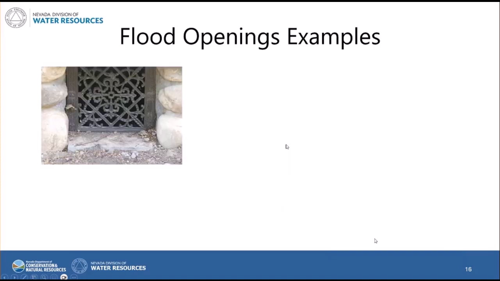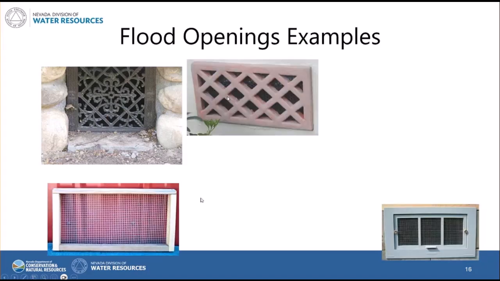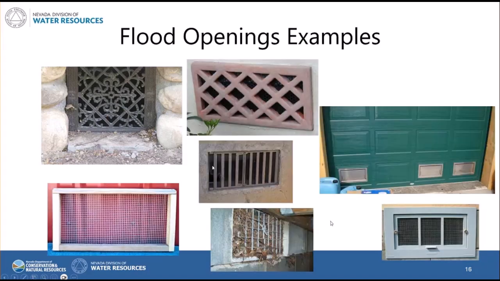Sometimes they're covered in mesh. Sometimes they have these decorative faceplates. If they have louvers or grates or grills, something that can be toggled on and off or closed and opened, they have to be locked in the open position. So if it can close, you can't count it as a passive opening, because what if it's closed and the owner's not there and the flood comes? It has to require no human intervention. So nothing that can be closed can be counted.